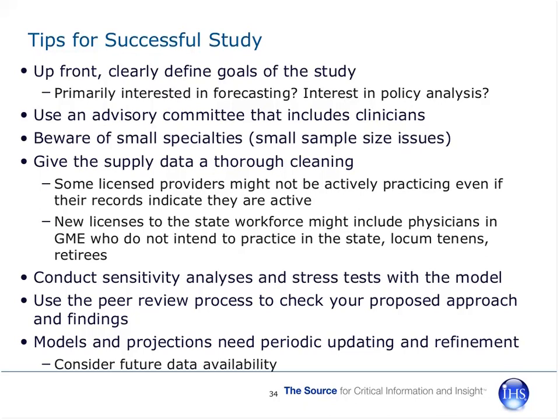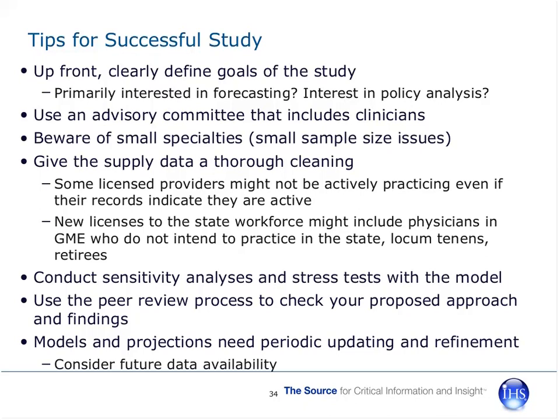Give the supply data a thorough cleaning. When you look at state licensure databases, you will often have people who are not practicing in the state. You might find people that just moved into the state and got a license at the age of 70, and you're wondering, what is this 70-year-old moving into the state now and getting a new license? Are they really practicing or not? You might have locum tenens or other people who are doing, say, telephone-based care, where for whatever reason they need a license in the state, but they're not actively practicing in terms of being a significant portion of a full-time equivalent.